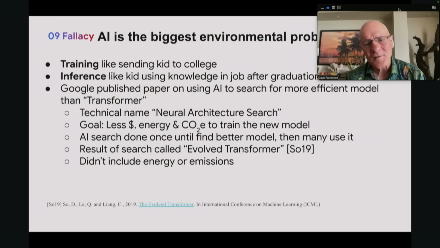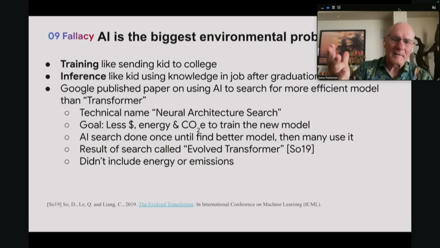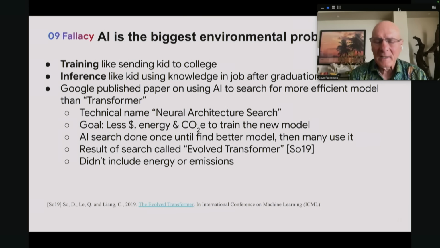So how often do you do these searches? Until you find a better model, then lots of people use it. The result of this paper was called Evolved Transformer, but it didn't include any energy or emissions data. It just said, here are our results to find a more efficient model.